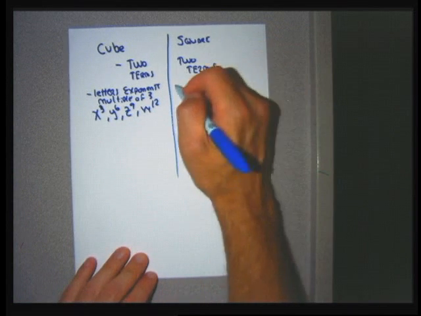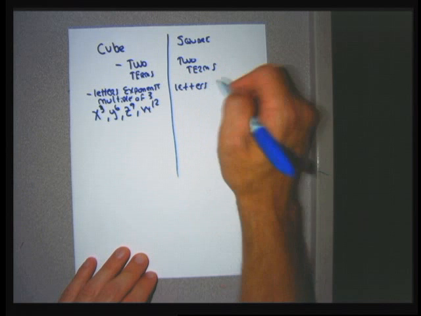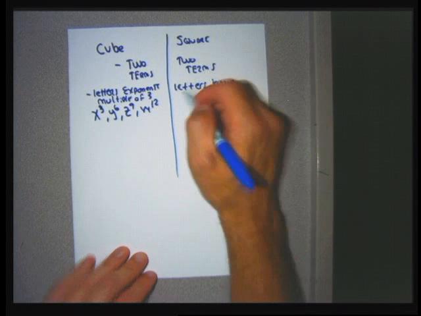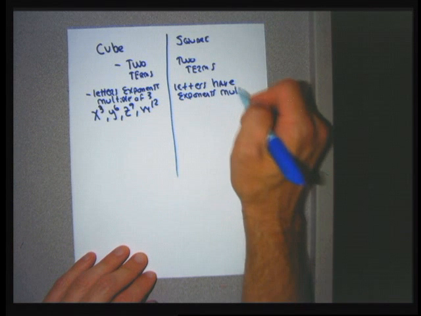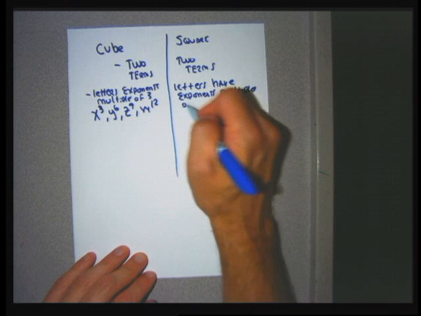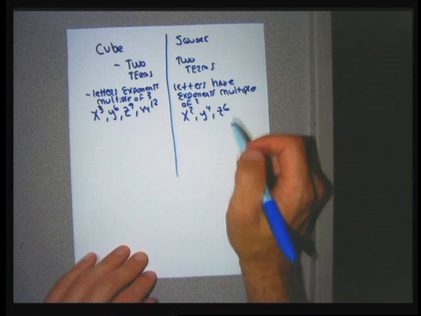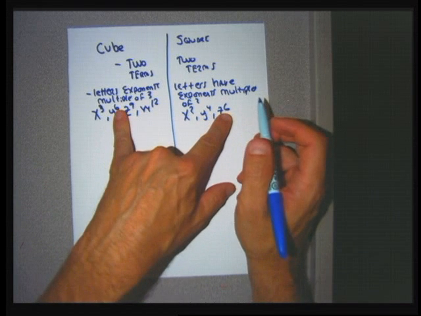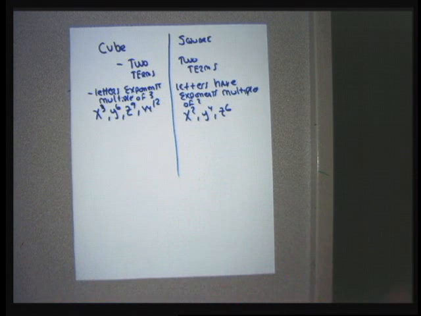In squares, the letters have exponents that are multiples of 2, I should say. Like we had x squared, y to the 4th, z to the 6th. You notice 6's occur in both. Actually 12's occur in both. There's some problems that are kind of crossover problems that can be considered a cube or a square, and they're a little more advanced than I'd want to do in an introduction to factoring squares and cubes, so we won't really look at those.